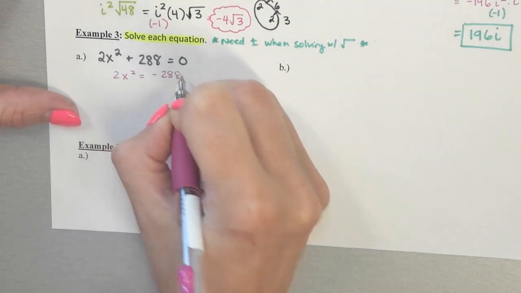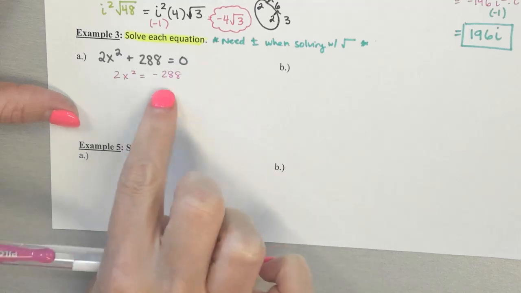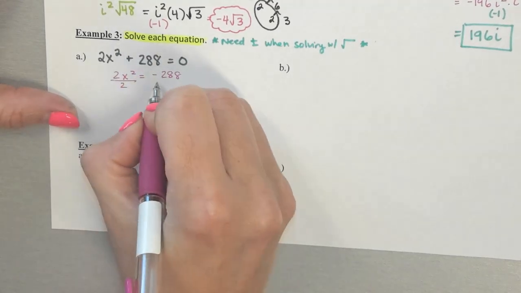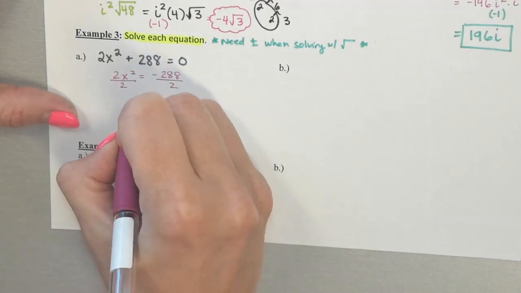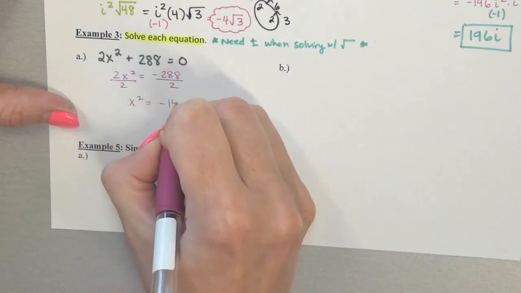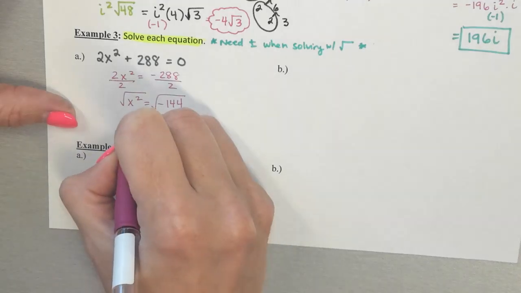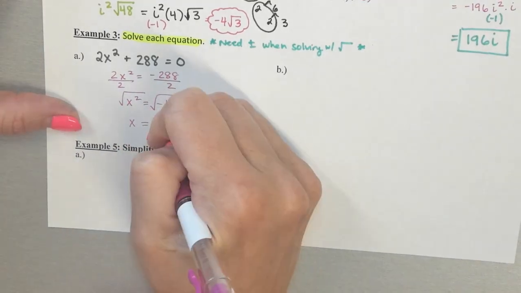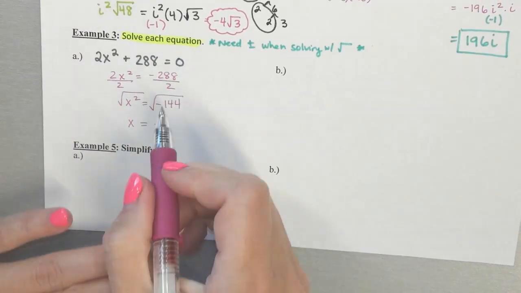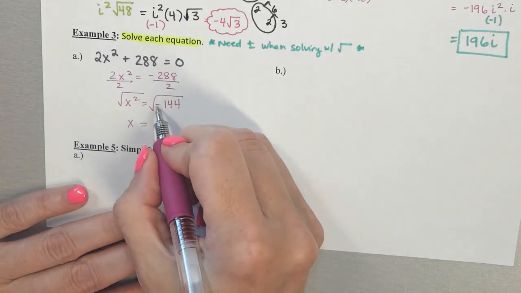Okay, so I do need to see your steps here. I'm okay if you do that. Just again, make sure when you move it over, you don't forget to do the opposite. So you get negative 144. When you take the square root, you need the plus or minus in front. And then to get out the negative, it's i.